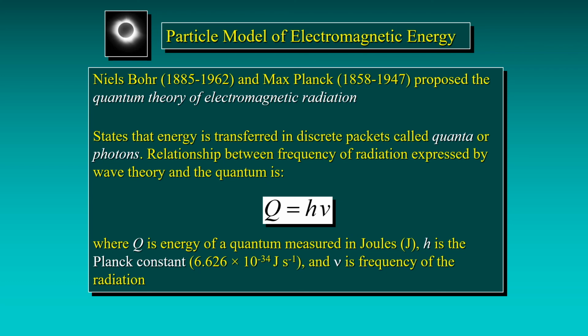And the relationship between the frequency of radiation expressed by wave theory and the quantum is what we have summarized here in this equation. So in this equation, Q is the energy of a quantum, of a photon, that we measure in units of joules. We denote that with J. And h is Planck's constant, which is 6.26 times 10 to the negative 34 joules per second. You guys might remember that quantity from high school math, chemistry, physics. And v is the frequency of radiation.